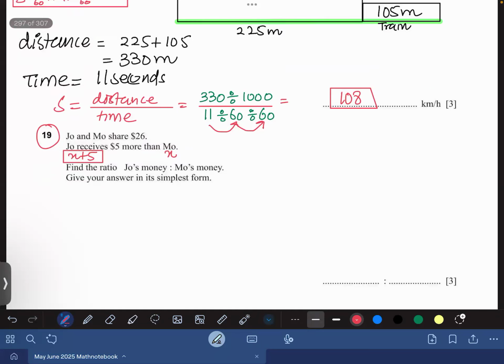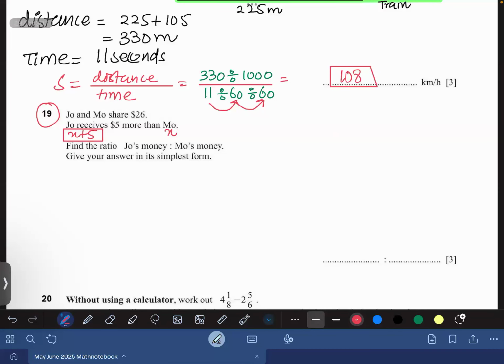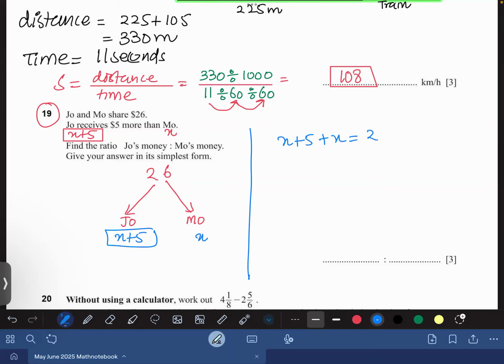So let's do that. Joe and Mo share $26. Total is $26. Okay? So this is Mo and that is Joe. Mo is x, so Joe is x plus 5. Agree? So we know that x plus 5 plus x is equal to 26. So 2x plus 5 equals 26. 2x is equal to 26 minus 5. Agree? So 26 minus 5 is how much?